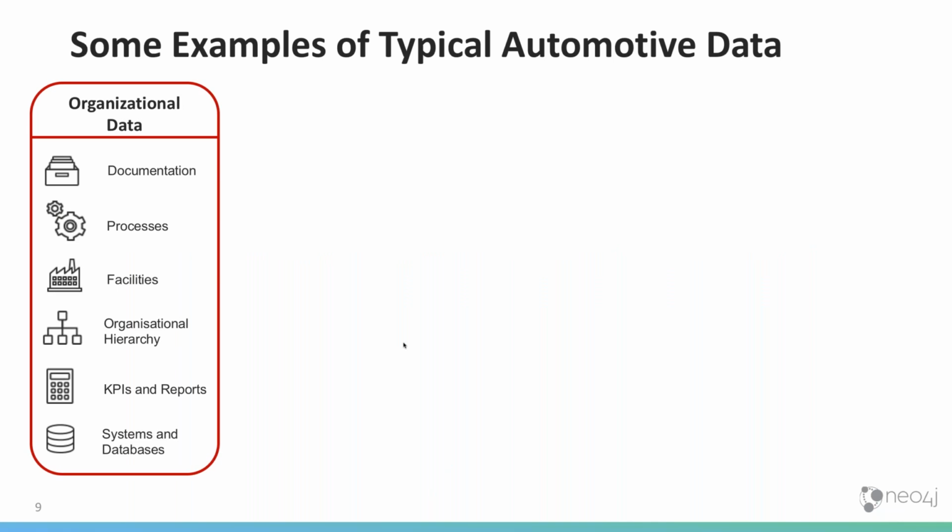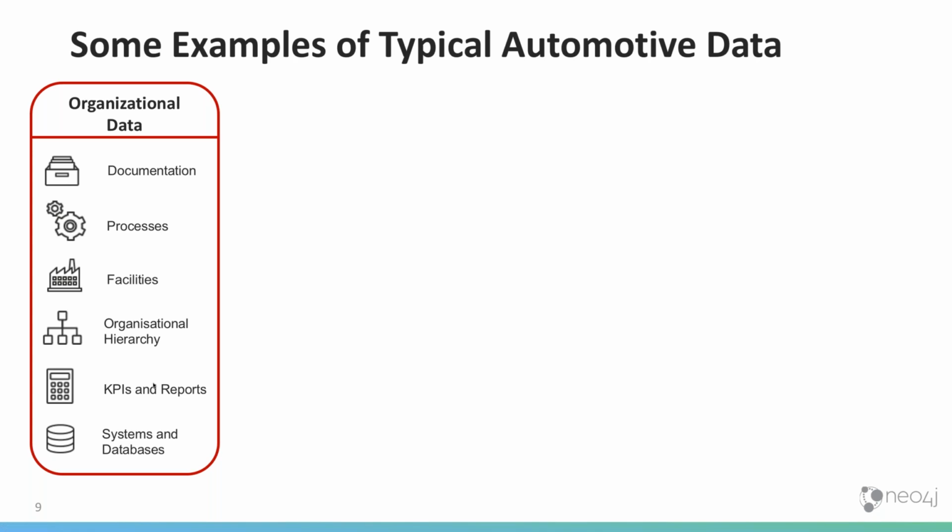So first, we have organizational data. So this would be data internal to your company. You probably have lots of documentation in your own company, processes that you follow, information about your different facilities, your different factories or warehouses, and so on. You might have an organizational hierarchy, not just in terms of people management, but also in terms of how different departments or lines of business fit together and interact.